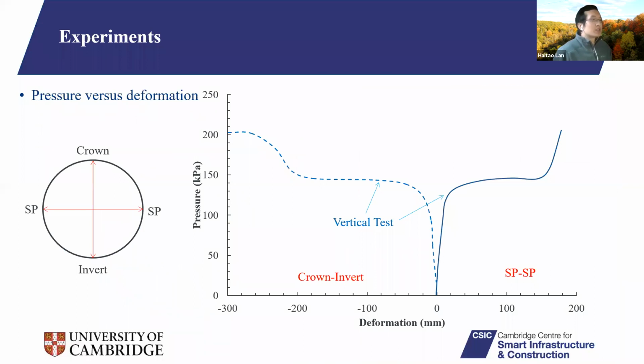So here are the test results from the vertical tests. The y-axis here is the simulated ground pressure we applied around this pipe. On the left is the displacement from the invert to crown; the negative sign means the distance between the crown and invert is reduced. On the right part is the distance change between the spring line to spring line. The positive sign there means the distance increased during the test.